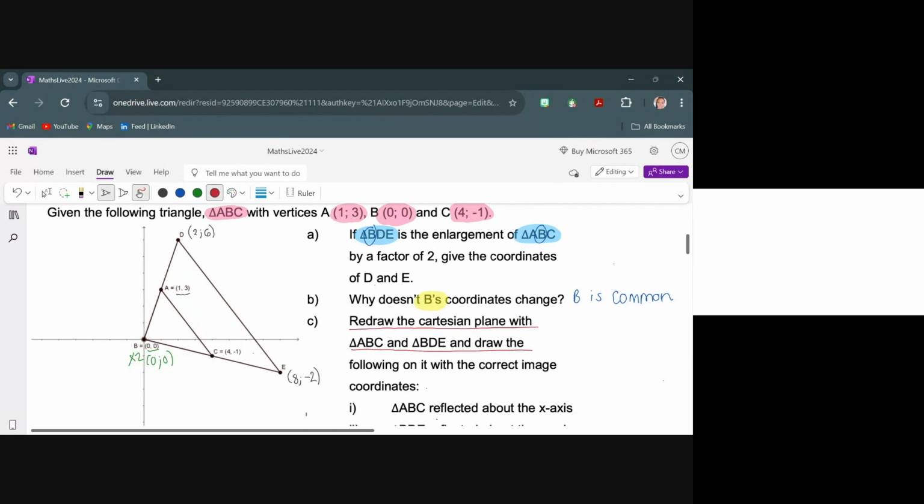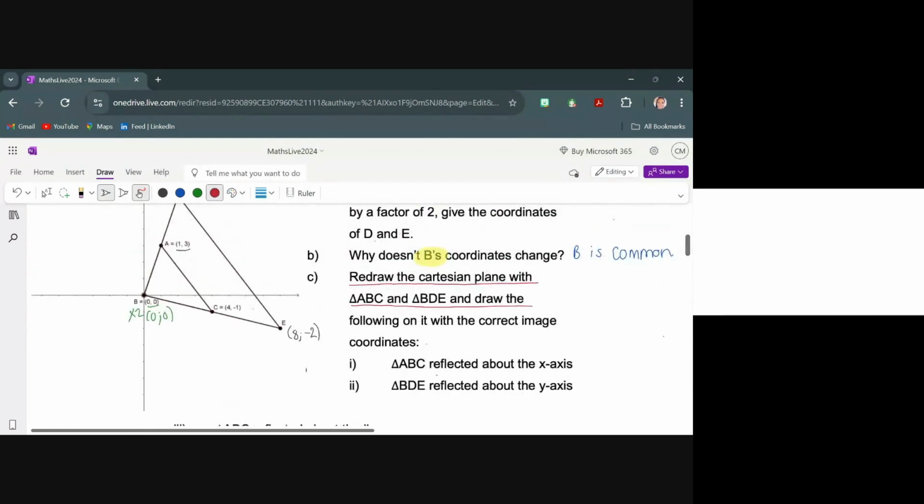All right. Okay, Bongumusa, we'll chat. All right, guys, let's have a look quickly at this question. We must have redrawn this, and it must be looking nice and pretty on our paper right now. The first question says: draw the following on it with the correct image coordinates for triangle ABC reflected about the x-axis. And we're going to talk about quite a few of these things.